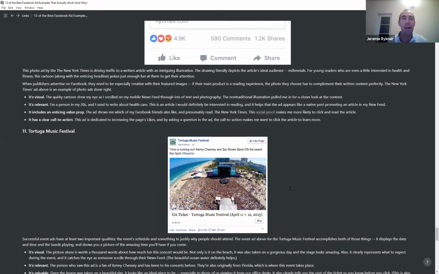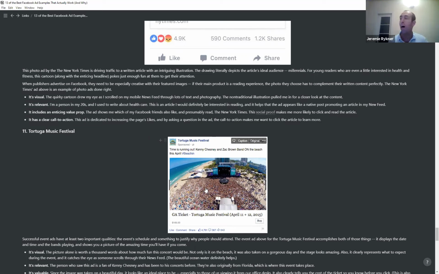And here's another one for a music festival, an event ad. They're actually selling tickets here for a summer music festival. Here's once again, time is running out. Focus on the time is running out. Who's going to perform? And focus also on the beach, not a venue, the beach itself. Fun. You have a picture of the beach itself, probably of last year's events, full of people, looks fun, nice weather.